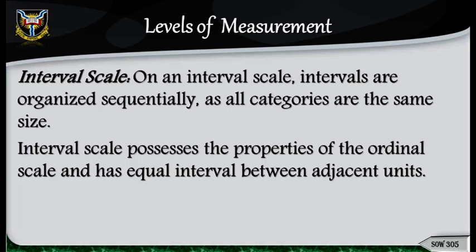Interval scale possesses the properties of the ordinal scale and has an equal interval between adjacent units. The equality of intervals makes it possible to determine the magnitude of differences. Another characteristic of an interval scale is that it has an arbitrary 0 point. That is, the value 0 is assigned to a particular location on the scale simply as a matter of convenience or reference.